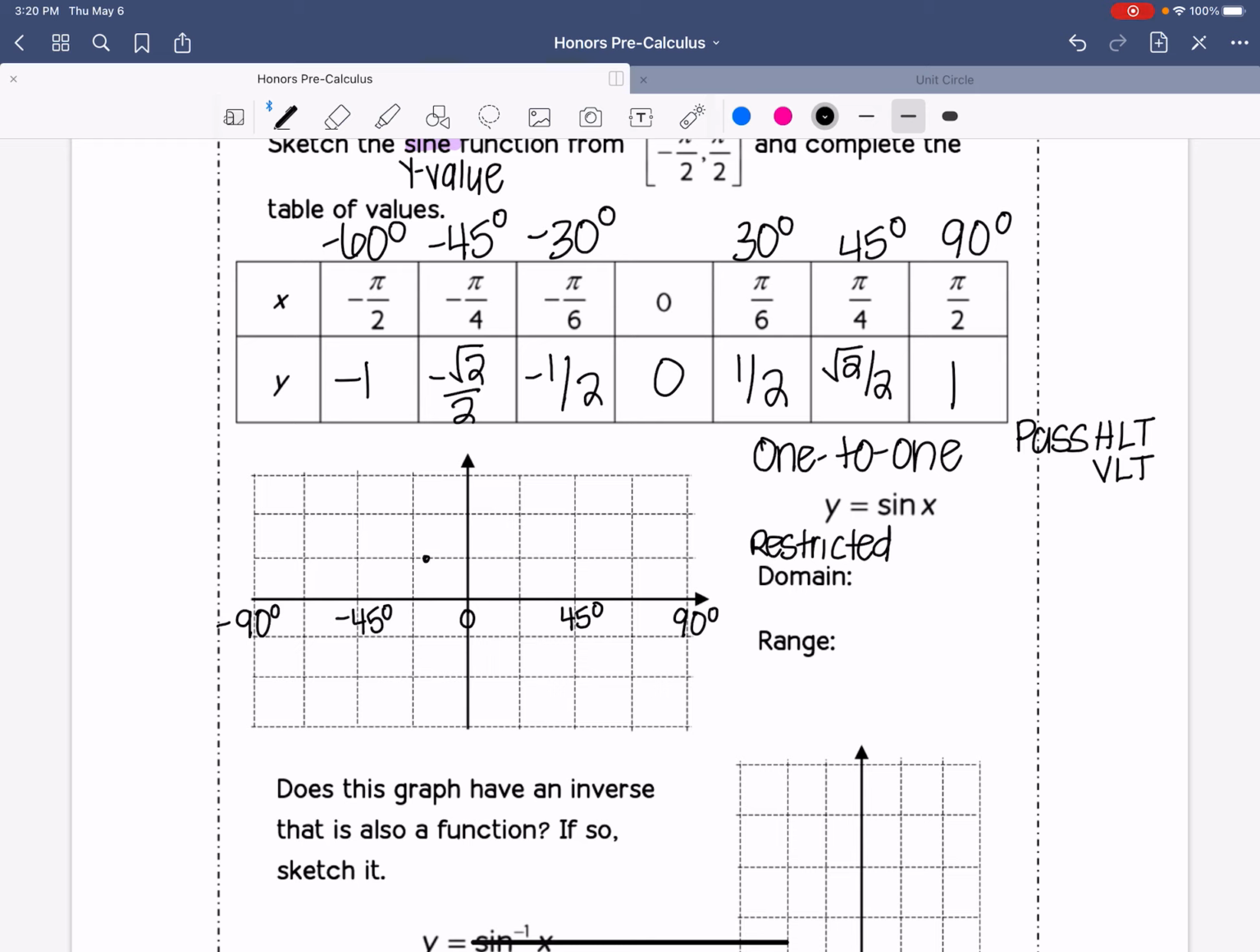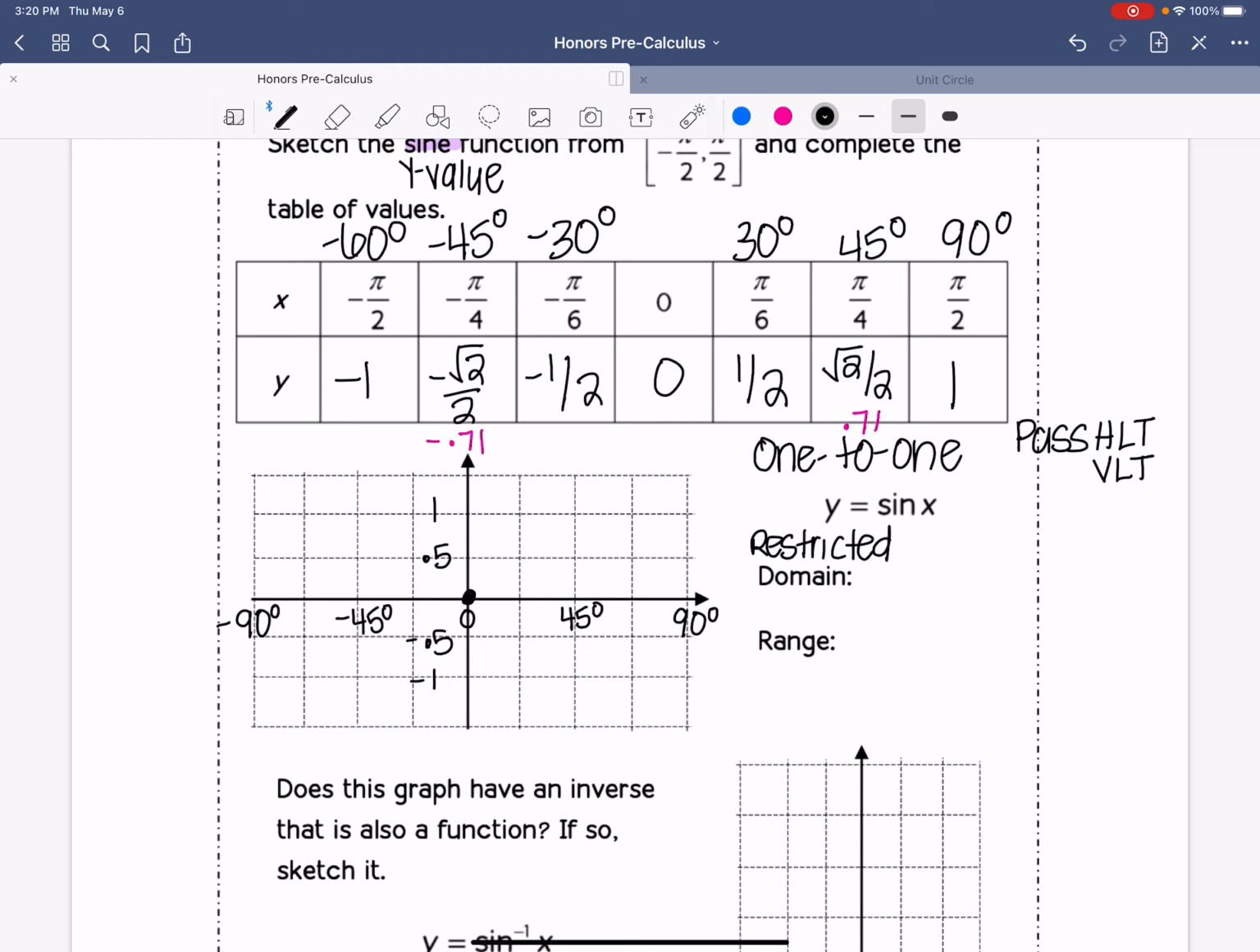And I'm going to do 0.5 and 1, negative 0.5 and negative 1. All right, so I'm going to graph these. Now, the only other thing that I need to know is what is the decimal value for negative square root of 2 over 2. If I put that into my calculator, I would get negative 0.71 and positive 0.71.